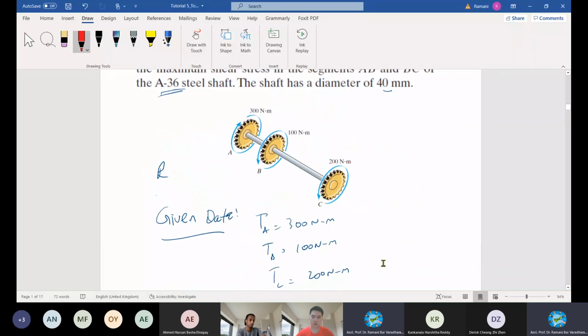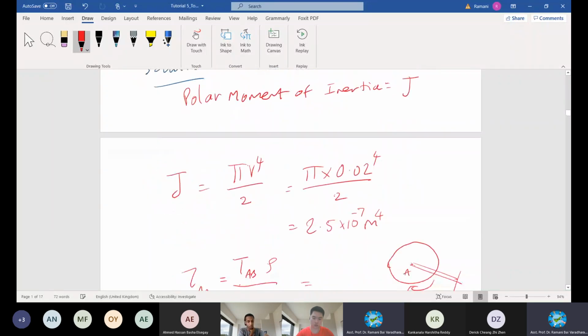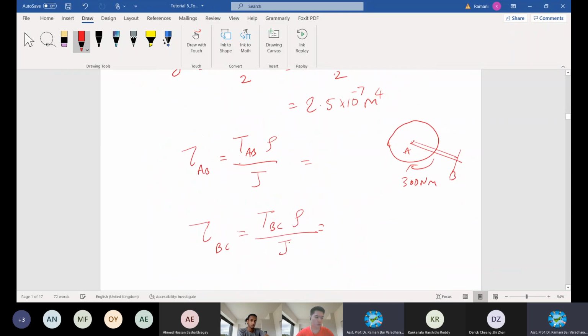Okay, I'm taking only this portion in the beginning. When you do it, you will have a section like this. You have the same moment carried until this point, right? And this point is also just before the support. It is subjected to 300 Newton meter as well. Am I right? So I can conveniently substitute for AB.